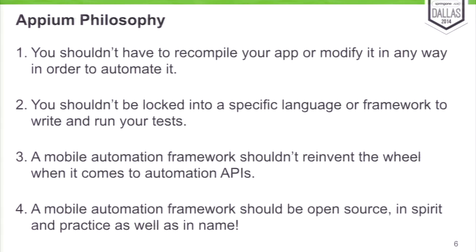Number 2, you shouldn't be locked into a specific language or framework. Obviously, we're focused on Groovy in this talk, but you can actually use Appium with any language. You can use JavaScript, Ruby, whatever. Hopefully by this talk, I'll convince you to use Groovy with it, though. Number 3, a mobile automation framework shouldn't reinvent the wheel when it comes to automation. Like I said in the previous slide, it's taking the WebDriver API and leveraging that standard that already exists. It's not just coming up with something brand new. It's taking what's already existing as a best practice and building upon it. And number 4, obviously, it should be open source, just like Groovy.